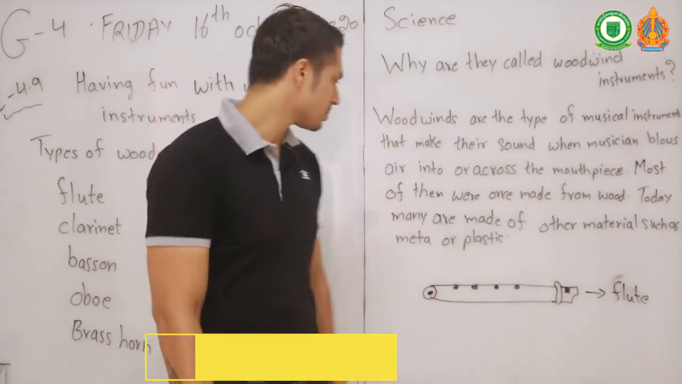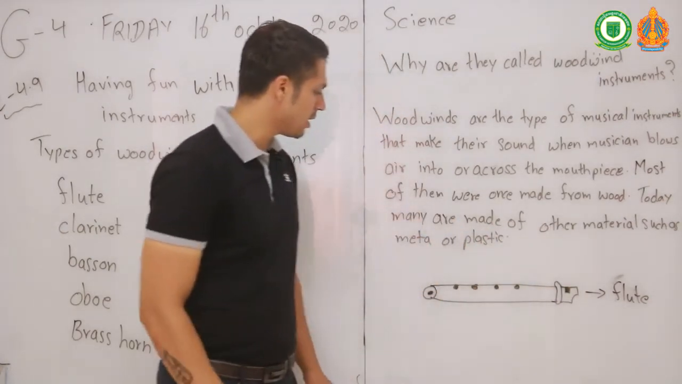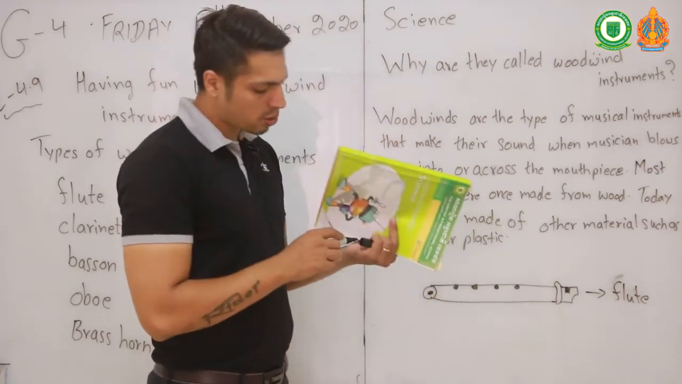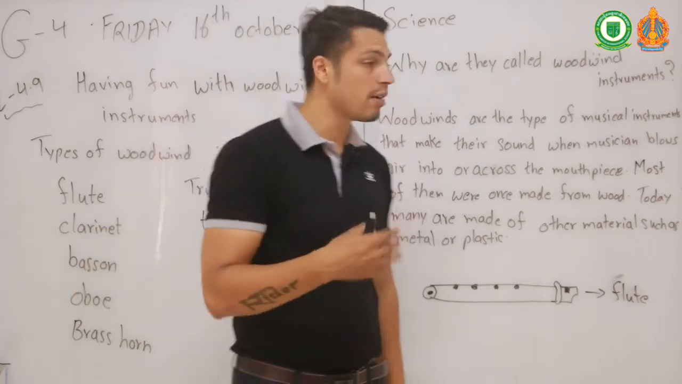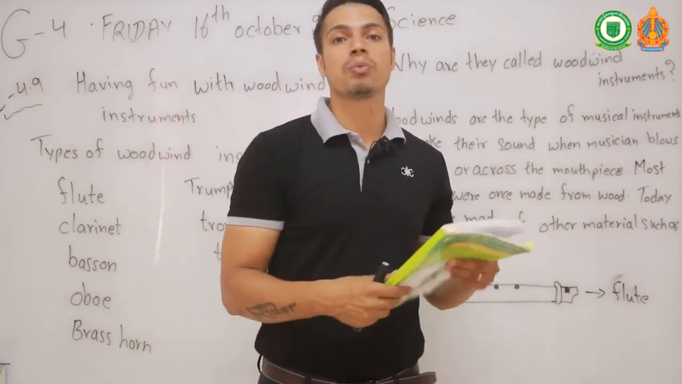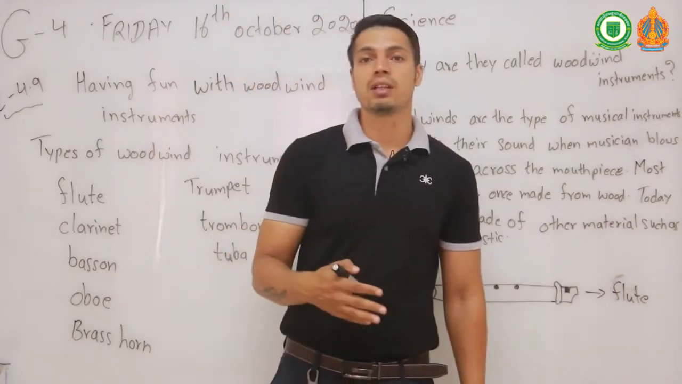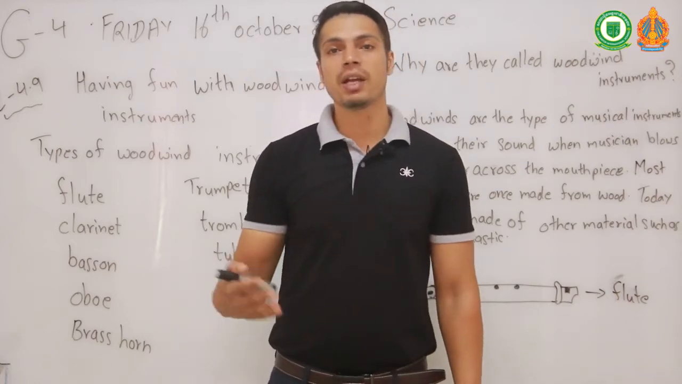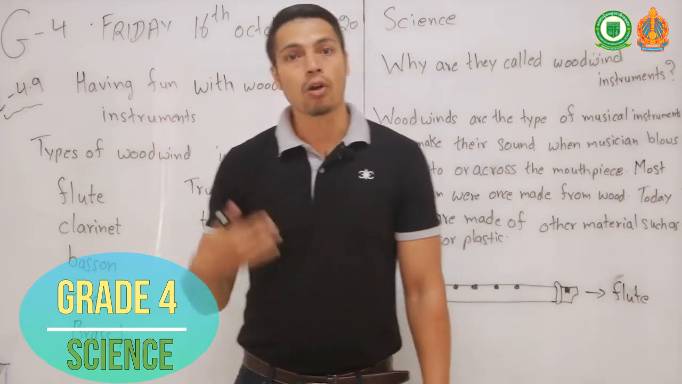Today many are made from other materials such as metal or plastic. But back in the days they were made from wood, so that's why they are called woodwind instruments. Nowadays they are made with other materials such as metal or plastic, metals like brass, and we can say aluminum pipes.